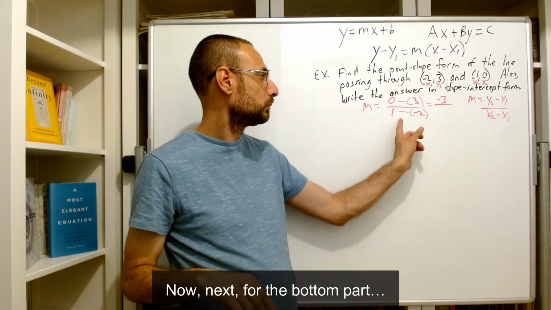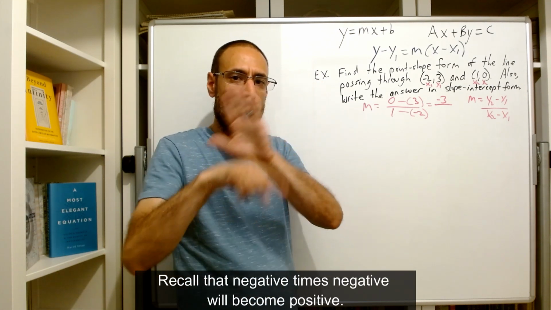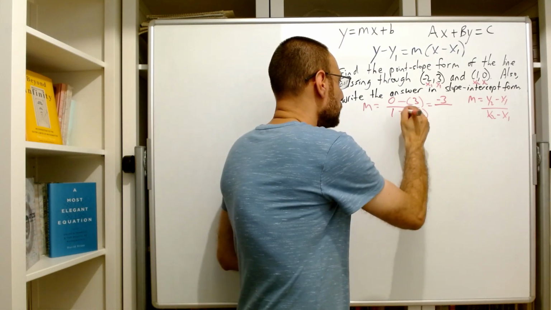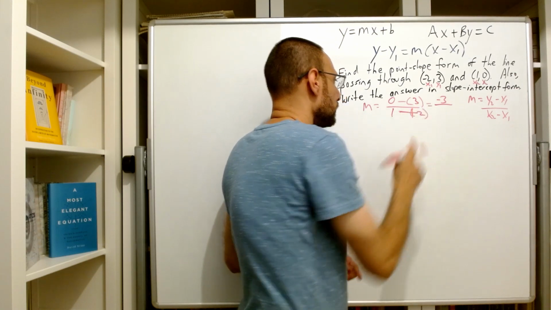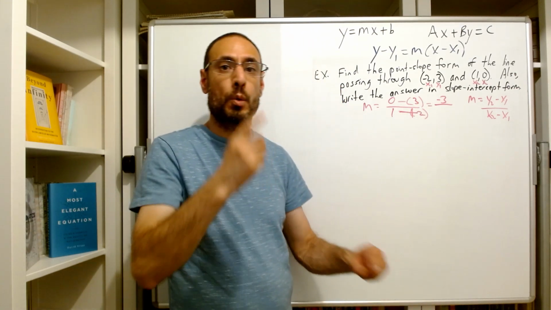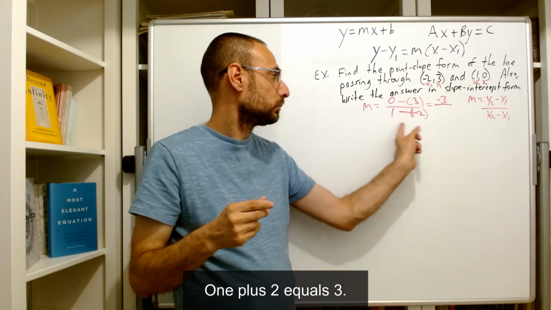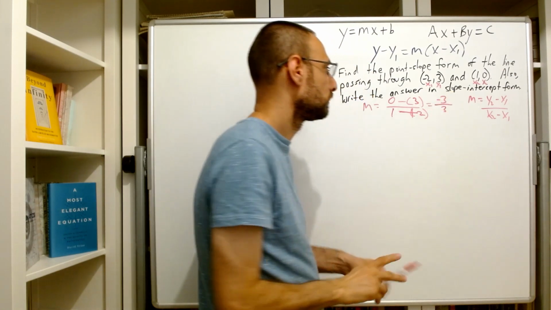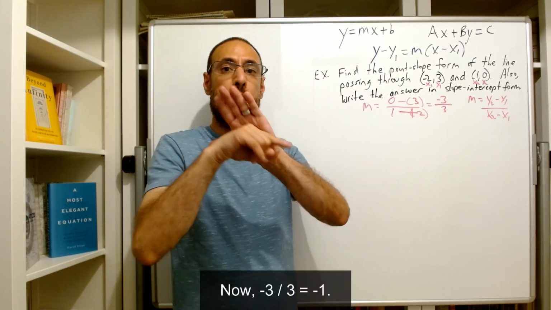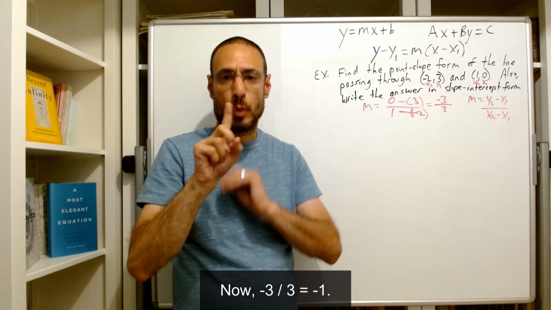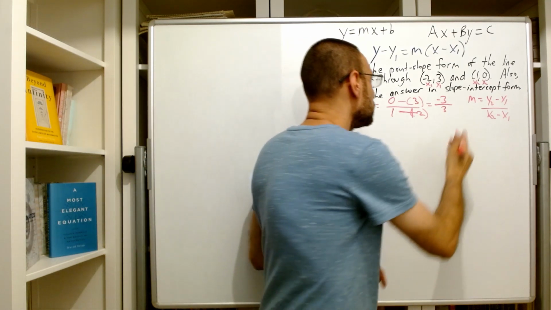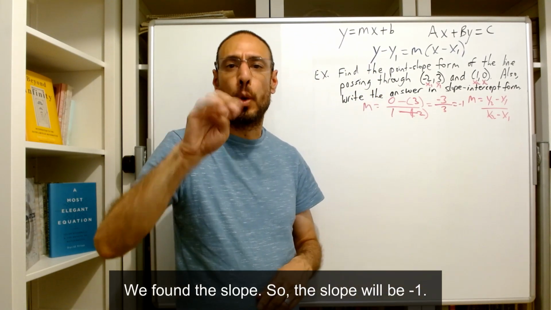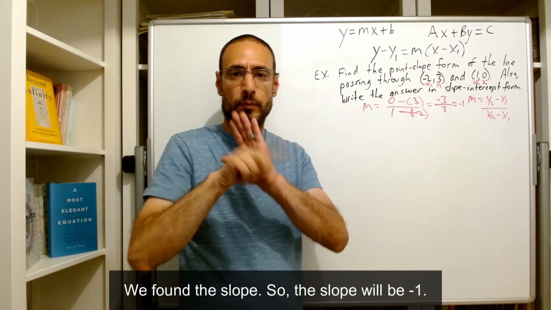Now, next, for the bottom part. Recall that negative times negative will become positive. 1 plus 2 equals 3. Now, -3 divided by 3 will be -1. We found the slope. So, the slope will be -1.